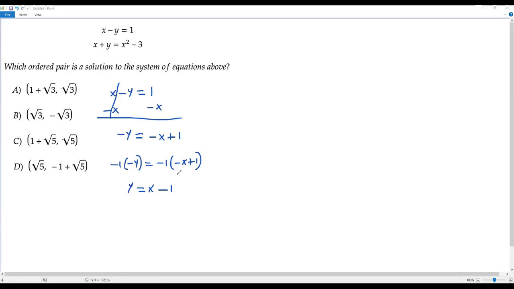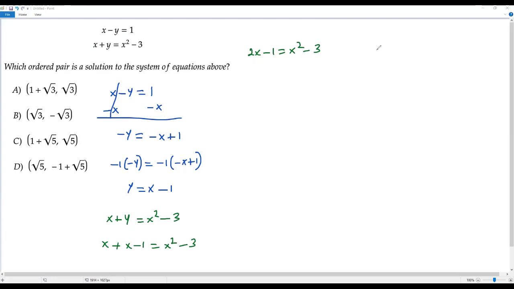Now what I have to do is plug in x minus 1 for y into the second equation. Okay, let me take the second equation. That is x plus y equals x squared minus 3x plus 1. So for this y, now we can plug in x minus 1. Then we have x squared minus 3 on the right side. Now let's simplify the expression we have on the left side over here. We have to combine x and x, and I'm getting 2x minus 1 equals x squared minus 3. Okay, now we got a quadratic equation in the variable x.